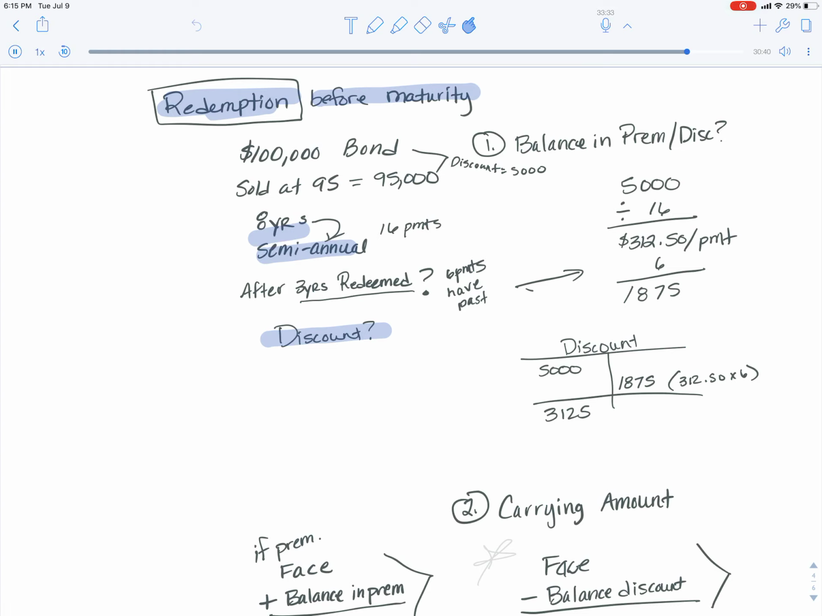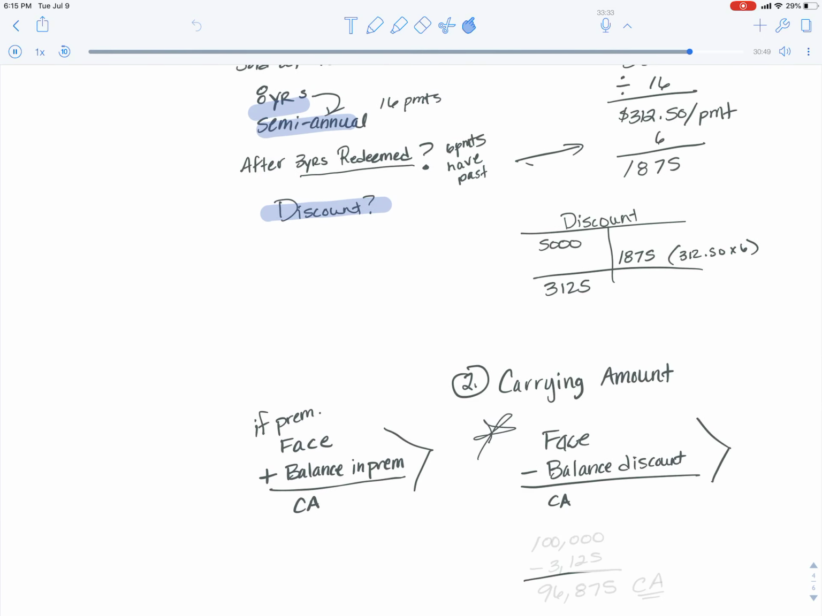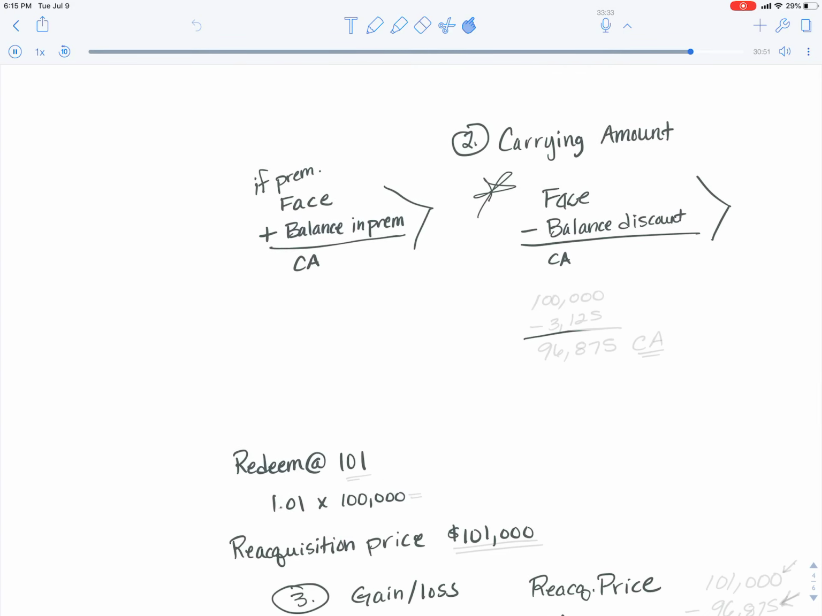Step 2 is we need to figure out what's the carrying amount of the bond now. Well, since we have a discount situation, we're going to go with this formula. So if it had been a premium, we would add the premium to the face because they're both credits. But since this is a discount, discounts are debits, we're going to subtract the discount from the face amount to get the carrying value. So the face amount in this example is $100,000. We're going to subtract our discount balance calculated from step 1, and that leaves $96,875 of a carrying amount.